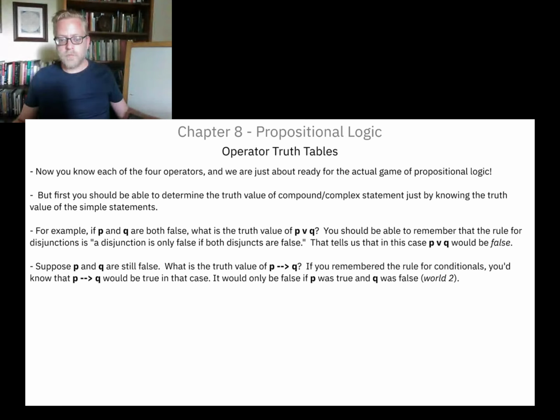Well, if you remember the rule for conditionals, then you would know that it would be true, right? Even if both the antecedent and the consequent are false, the whole conditional is still true. Because remember, a conditional is only false in world 2, where the antecedent P is true and the consequent Q is false. But that's not the case here. P and Q are both false, and when P and Q are both false, that's world 4, the conditional is true.